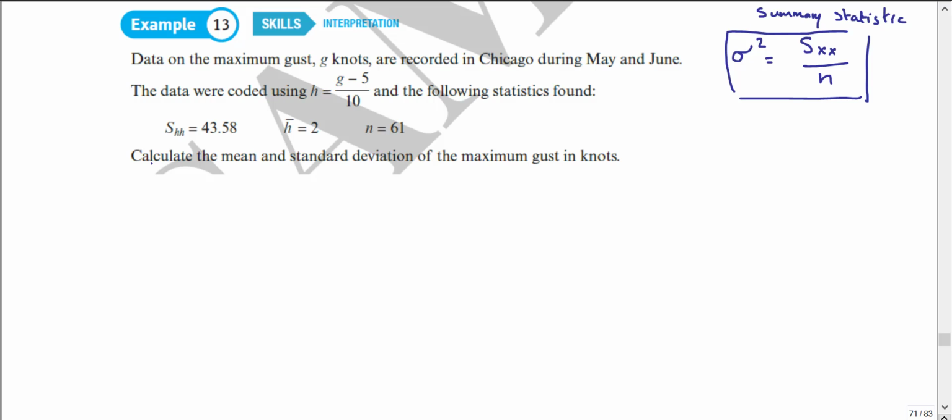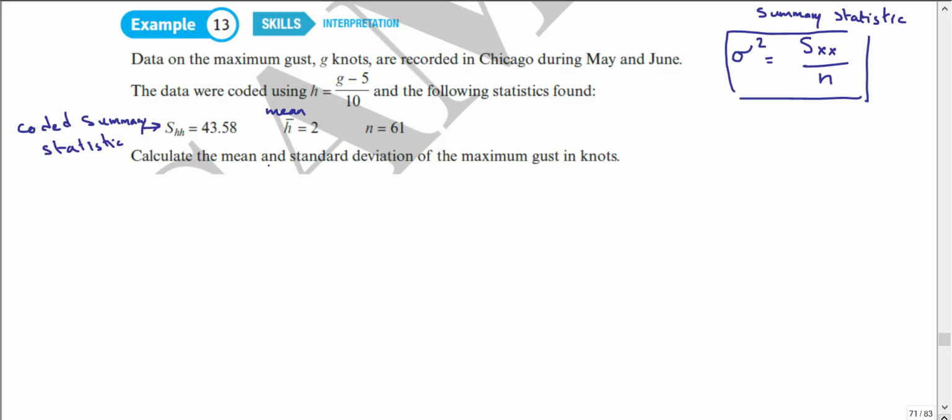So here the summary statistic for the coded. All these values are coded. SHH is coded, you are given some values for the coded data. So this is the coded summary statistic. H bar is the mean, also for the coded data. N is the number of data, which is 61.